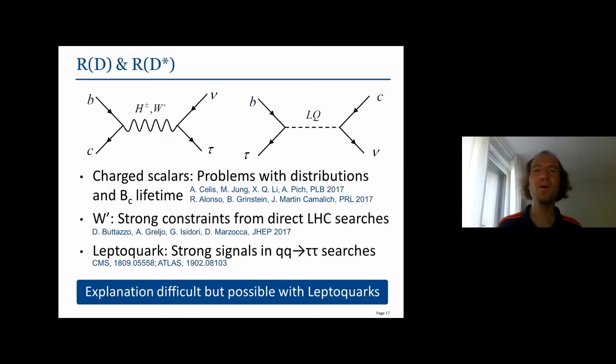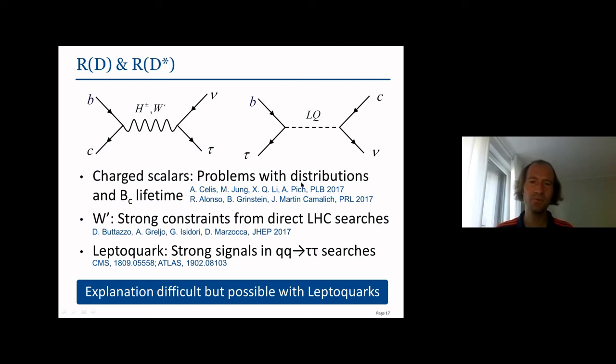So how can I extend the standard model to account for these measurements? For RD star, it's both difficult and simple at the same time. You have to compete with a tree-level effect in the standard model, so you also need tree-level new physics. You could do this with a charged Higgs, W prime, or a leptoquark. There are really not more possibilities.